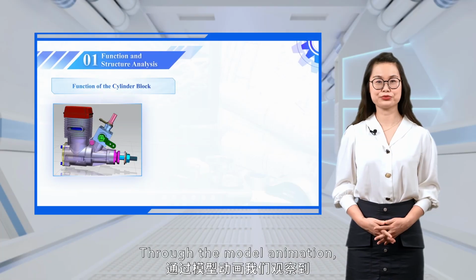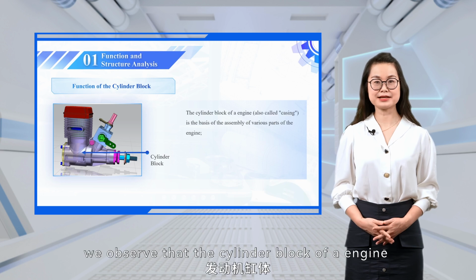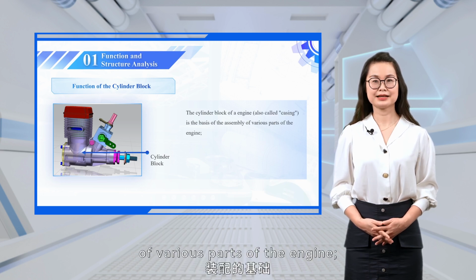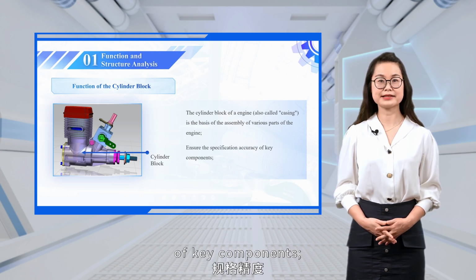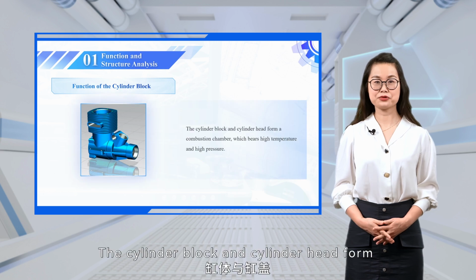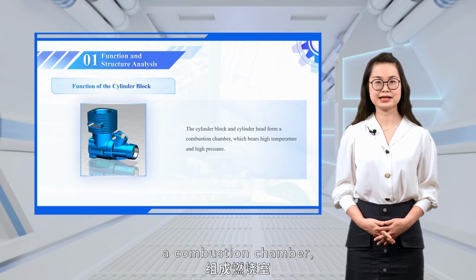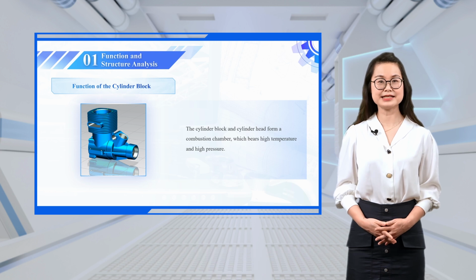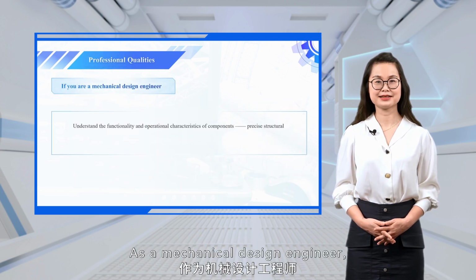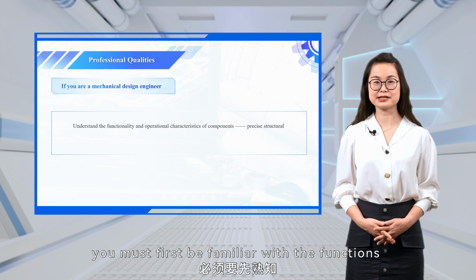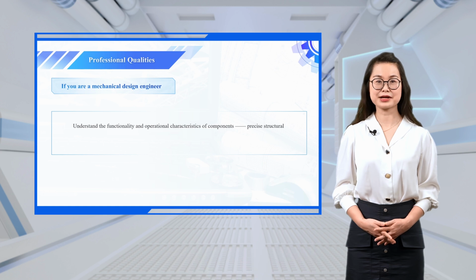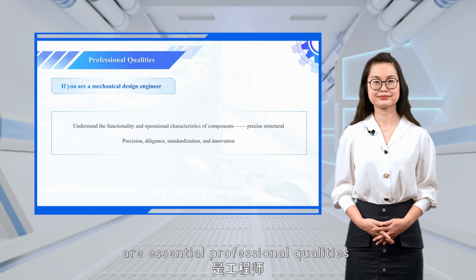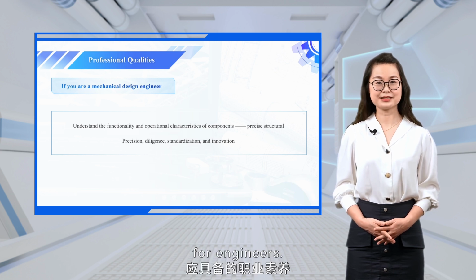Through the model animation, we observe that the cylinder block of the engine is the basis of the assembly of various parts of the engine, ensuring the specification accuracy of key components. The cylinder block and cylinder head form a combustion chamber, which bears high temperature and high pressure. As a mechanical design engineer, you must first be familiar with the functions and working conditions of parts before you can carry out precise structural design. Precision, diligence, standardization, and innovation are essential professional qualities for engineers.